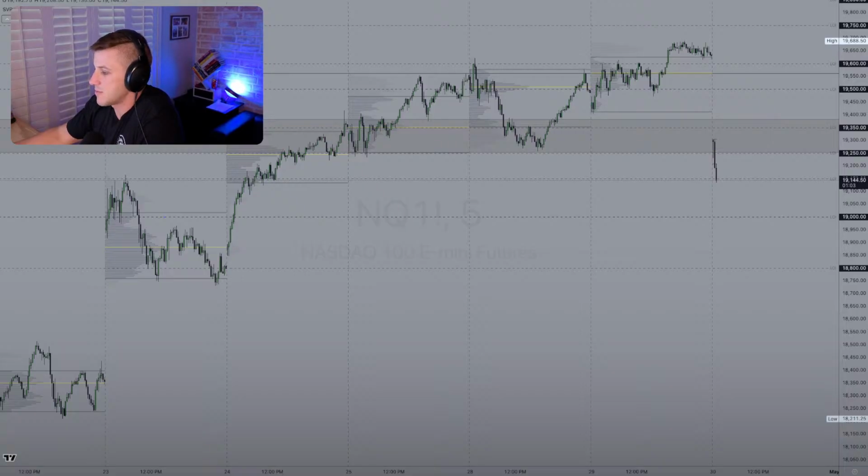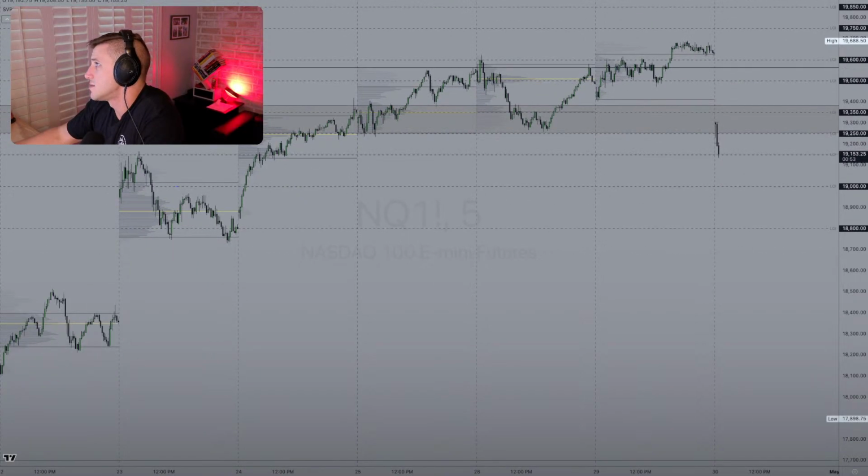If we see a failure here at 150, you're probably looking at 19K. That'll be the next downside level of interest. Got data upcoming in less than a minute. FYI, if you have any positions open.